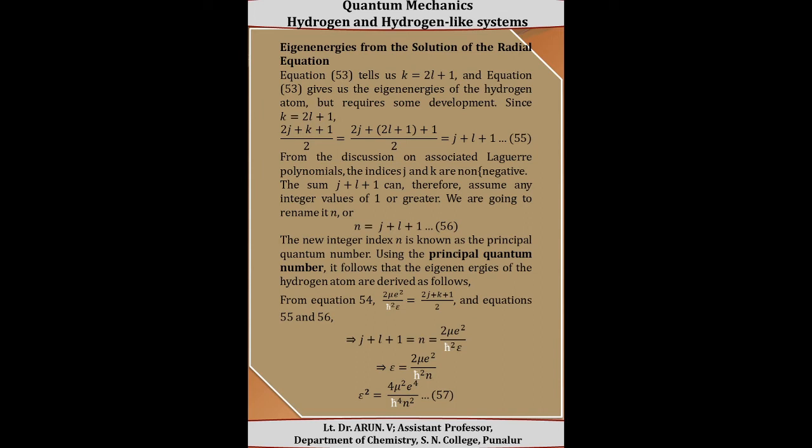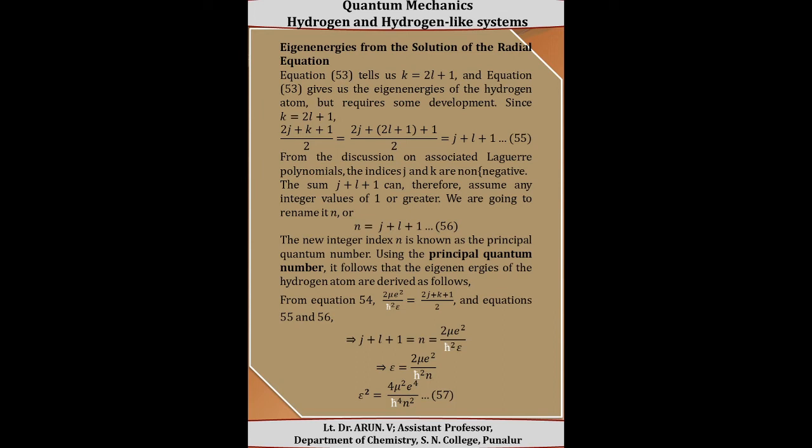From the discussion on the associated Laguerre polynomials, the indices j and k are non-negative. The sum j + l + 1 can therefore assume any integer value of 1 or greater. Therefore, we are going to rename the quantity j + l + 1 as n, that is n is equal to j + l + 1. The new integer, the new index n, is known as the principal quantum number. Using the principal quantum number, the following energy eigenvalue expression can be derived.